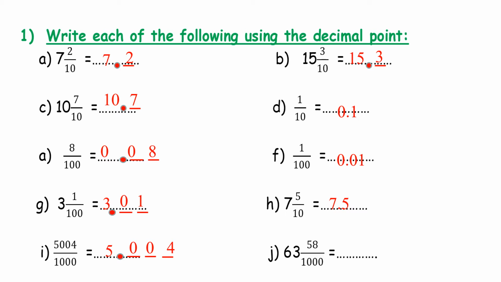63 and 58 out of 1,000. What shall I do? I'm going to put the decimal point and 3 places after the decimal point, and I'm going to write from the right side 8 and 5, and after that 0, and the whole number will be 63.